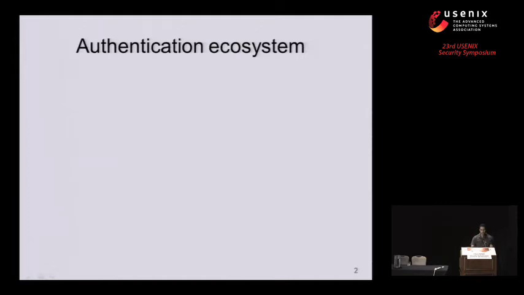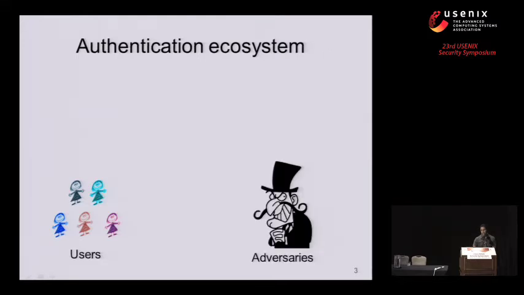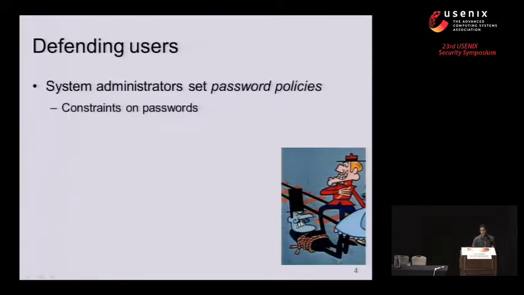Okay, so there are three actors that we can consider in the authentication ecosystem. There are users who create passwords, adversaries who want to impersonate users, and system administrators who try to block adversaries and protect users' passwords. So what do system administrators do to protect users? There are many things that they can do, but one of the tools they have is password policy.